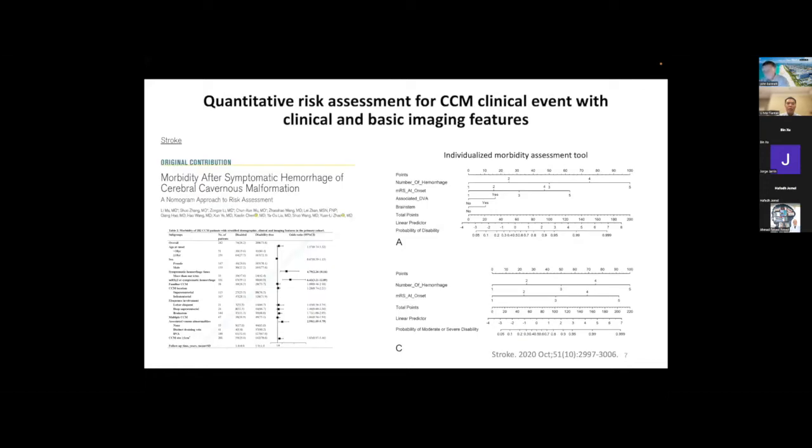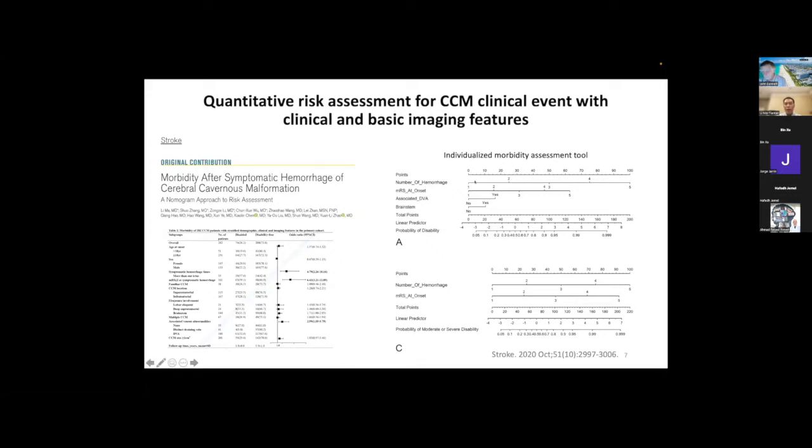So my study group came to think about how to predict the neurological outcome after hemorrhage for every single patient with CCM when they come to see us at different time points or with different conditions. We use a nomogram like here with some common clinical and imaging features of a patient. We could get a point for each feature.